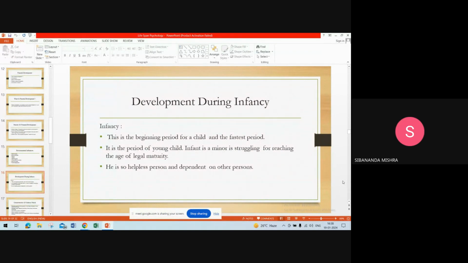Okay. Next we are coming to infancy. This is the third unit. The second unit is completed. Understood? The third unit talks about development during infancy: physical, psychosocial, cognitive, and linguistic. This is the beginning period for a child, and the fastest period. Can you tell me from which age the infancy period continues? Sir, from birth till first year. First year or 2 years?